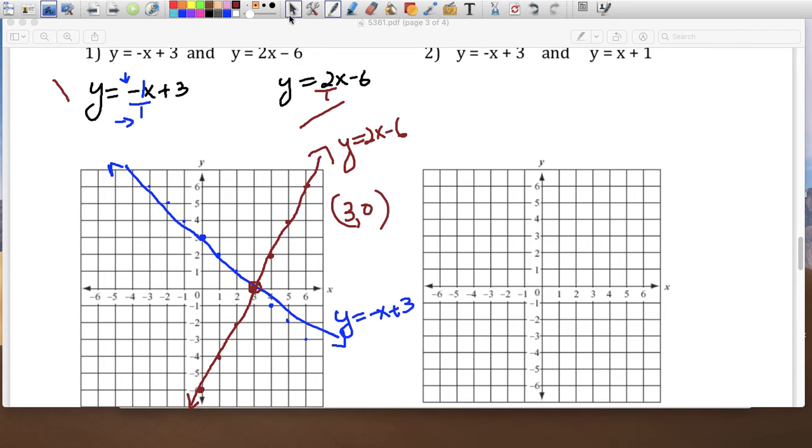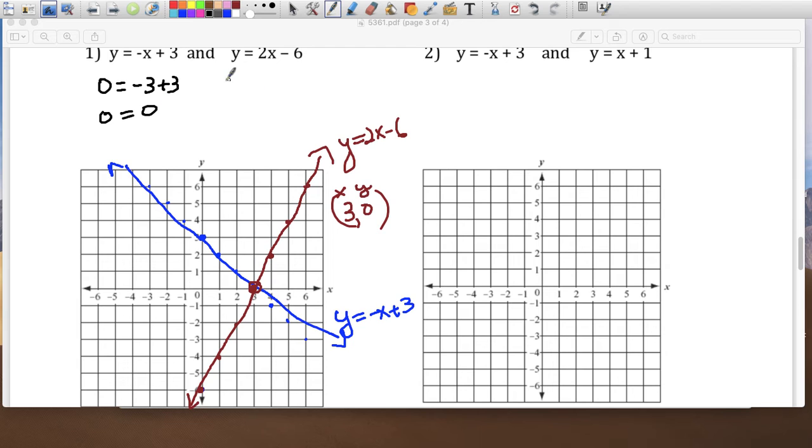I'm going to double check, and what I'm going to do is, let me erase this and get some room. I'm going to substitute, so this is my x value and this is my y value. So wherever I see the x, I replace it with 3, and wherever I see the y, I replace it with 0. So this becomes 0 equals -3 plus 3. And you can tell that those two equal each other. On the other side, y is 0 again. 2 times x is 3, minus 6. 0 equals 2 times 3 is 6, minus 6, and we're going to get that the left side equals the right. So 0 equals 0. So again, this point satisfies both equations.